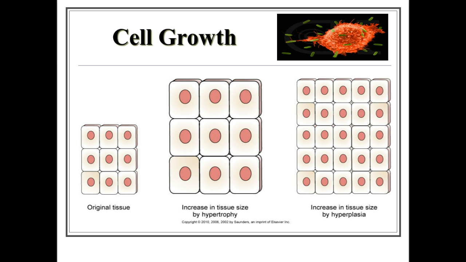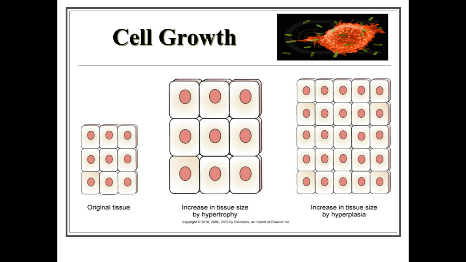Right there, they're showing you a picture of an original tissue, and you can see how that looks. That picture is also figure 23-1 in your text, page 397. Then you're going to look at the tissue increasing in size by hypertrophy. Hypertrophy is growth that causes tissue to increase in size by increasing the number of cells. The actual number of cells is hyperplasia.